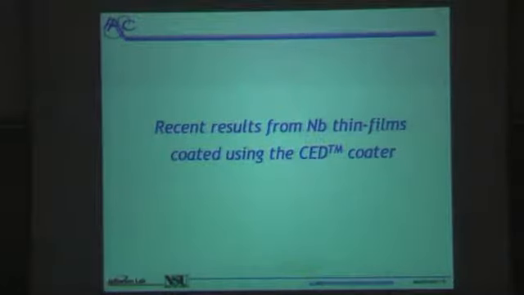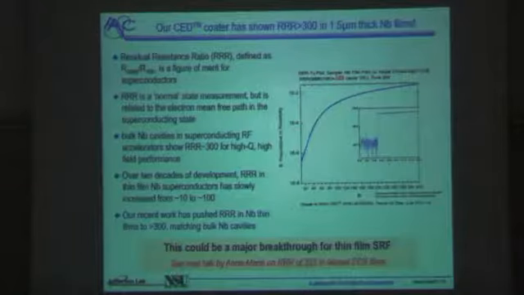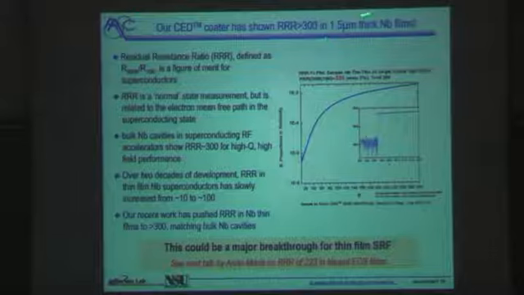Now let me switch and talk about some recent results from niobium thin films. These are just niobium now, using our CED coater. The first message is RRR of more than 300 in a micron thick niobium film. This is very exciting. This could be a major breakthrough for SRF, who knows. I'd just say that we've achieved bulk niobium-like RRRs for the first time.